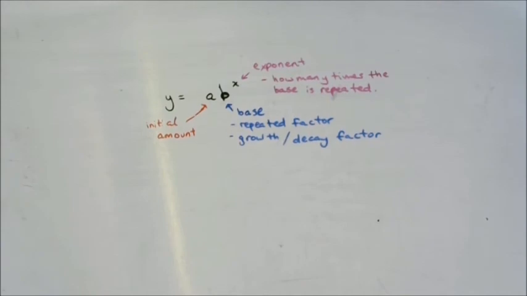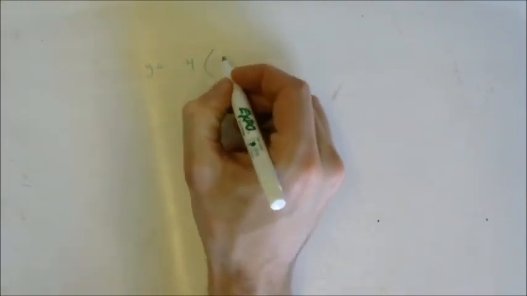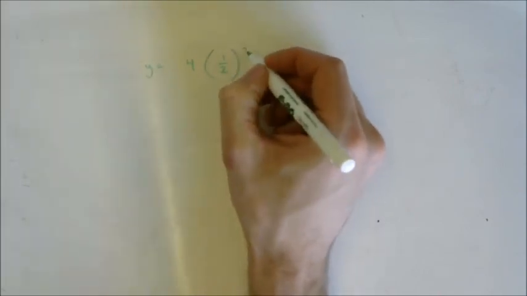So, let's head for example 1. Example 1, we are to analyze the graph of an exponential function. So we're going to graph this exponential function, and then we're going to figure out what is the domain, what is the range, what are the x and y intercepts if they exist. We're going to figure out where this function is increasing or decreasing and where it has an asymptote. So the function is there for us, y equals 4 times 1/2 to the power of x.